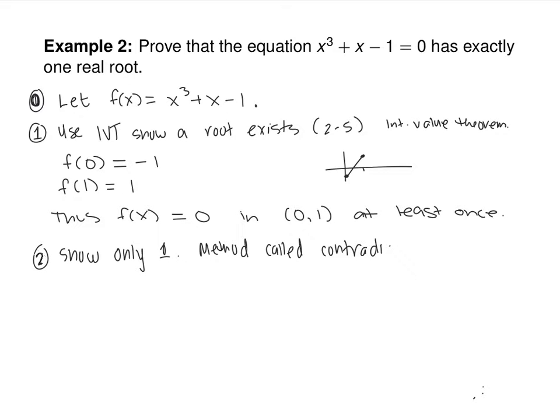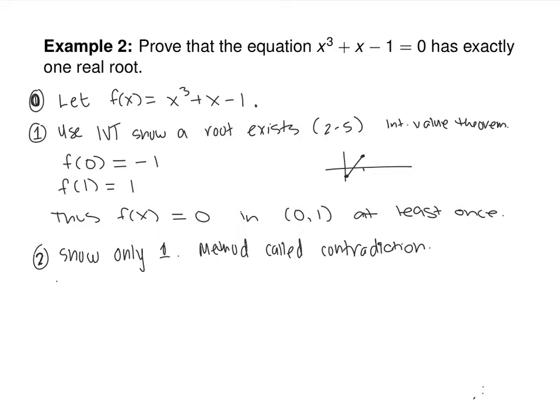Okay, contradiction. So does it make sense that if I show there can't be 2, there can't be 3, and there can't be 4, and there can't be 5? As in, if I show this thing can't be 0 twice, it can't be 0 3 times either, right? Because if it was 0 3 times, it'd be 0 twice as well, right?